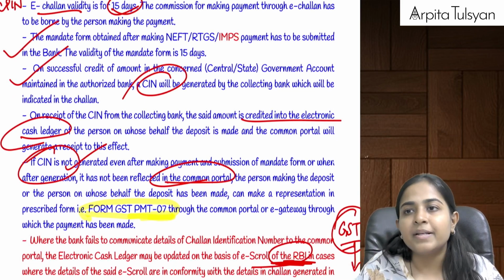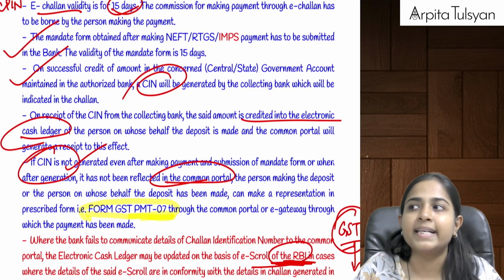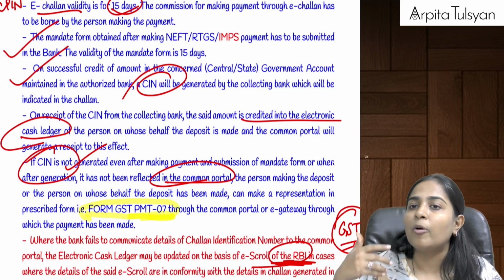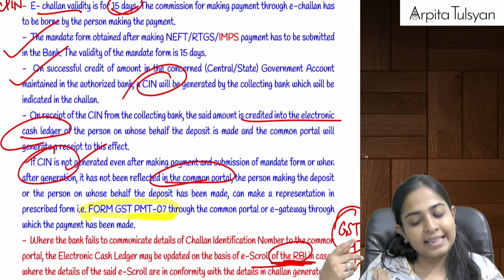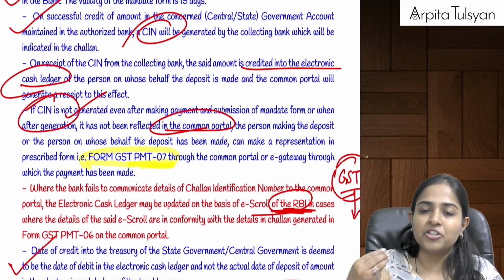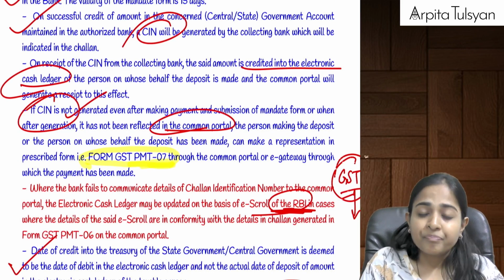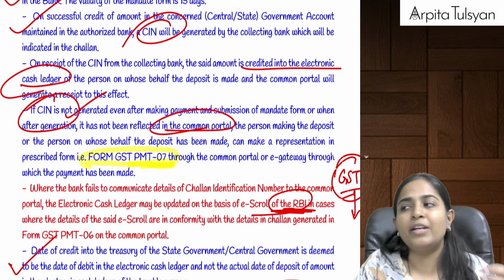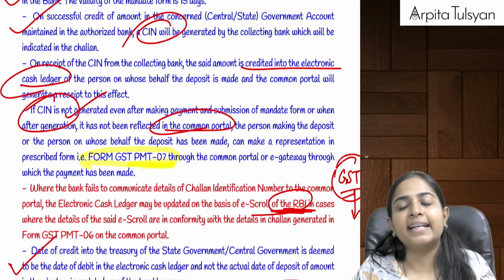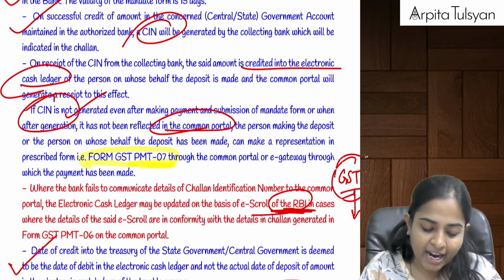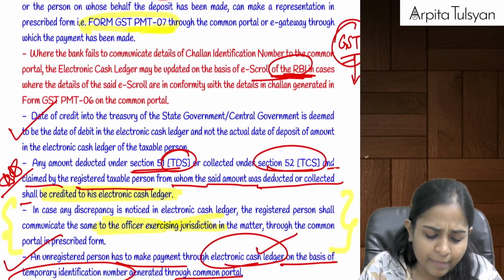Sometimes it so happens that because of some online issues, the payment is debited from your account, but the SIN is not generated. In that case, you can make a representation on the GST portal in form GST PMT 07, where you can state that my payment got deducted, but the amount was not credited to my cash ledger, and that problem will be solved.